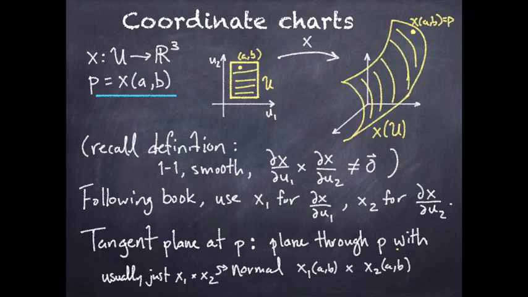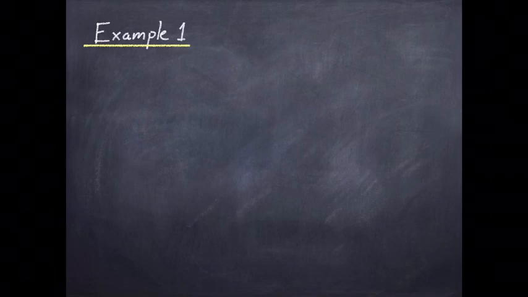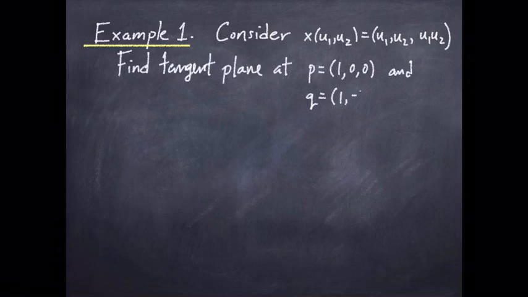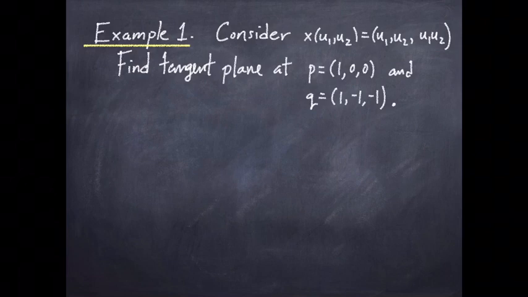Now let's make sure that we understand how these calculations are going to go. So I'm going to do an example of a tangent plane for a particular surface. Okay, so let's consider the surface that is defined by x of u1, u2 equals (u1, u2, u1 times u2). Find the tangent plane at these 2 points. And I'm going to say that you should pause it at this point if you would like to work that out on your own.